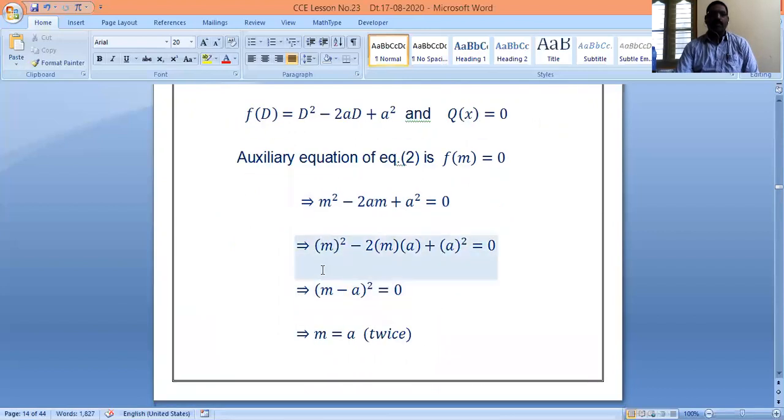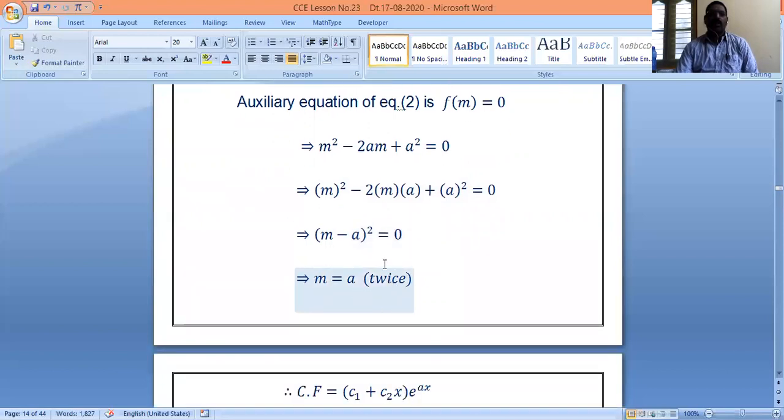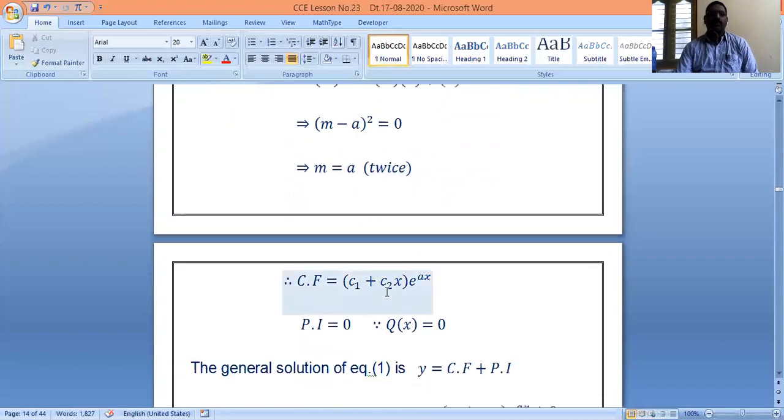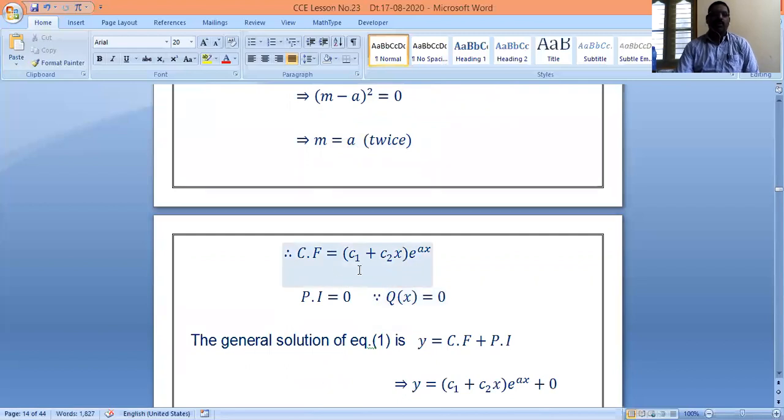That implies m square minus 2 into m into a plus a square is equal to 0. This equation is in the form of a square minus 2ab plus b square. Therefore, we can write this equation as (m minus a) whole square is equal to 0. That implies m is equal to a twice. Here also root a is repeated. Therefore, CF is equal to (C1 plus C2x) into e power ax.